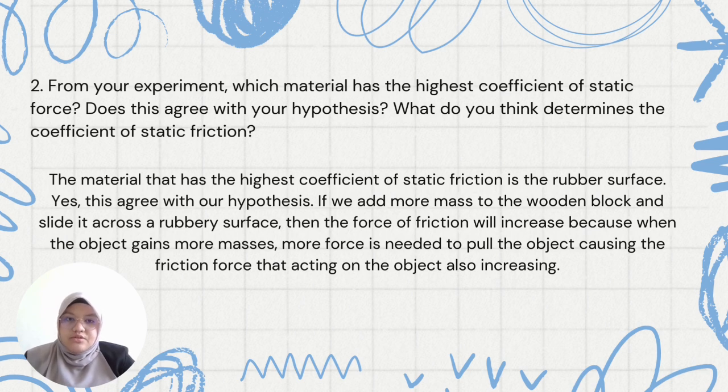If we add more mass to the wooden block and slide it across a rubbery surface, then the force of friction will increase because when the object gains more mass, more force is needed to pull the object, causing the friction force acting on the object to also increase.